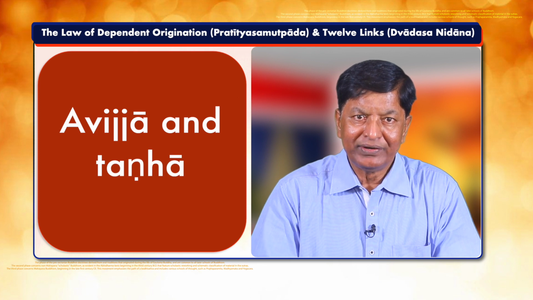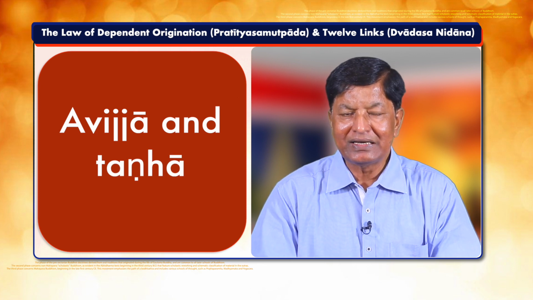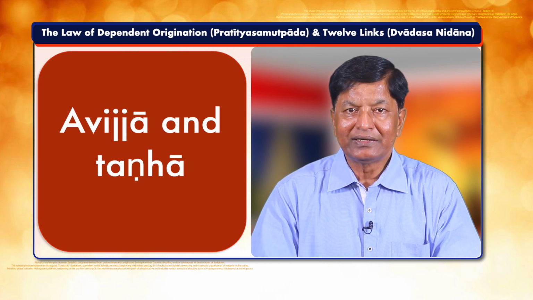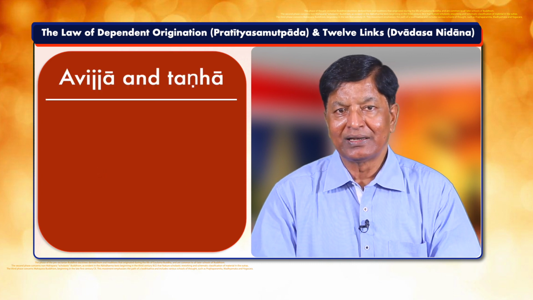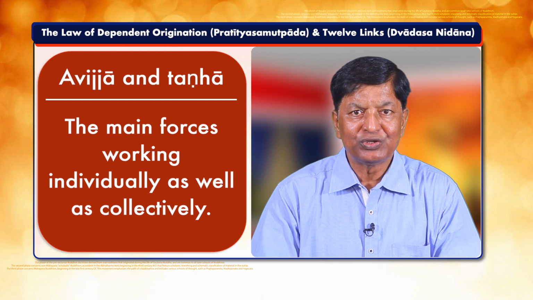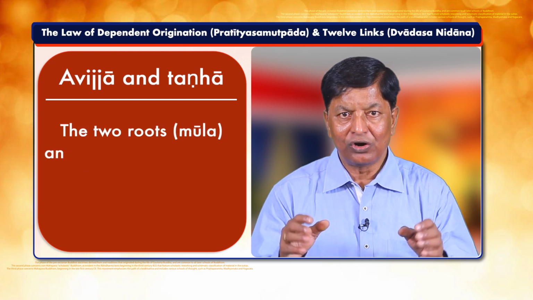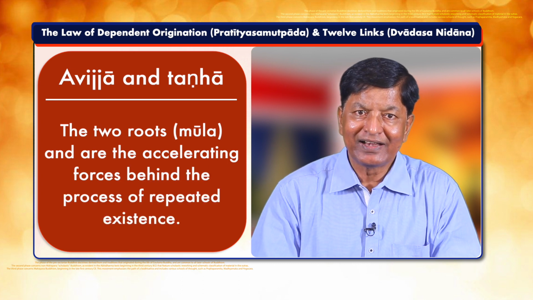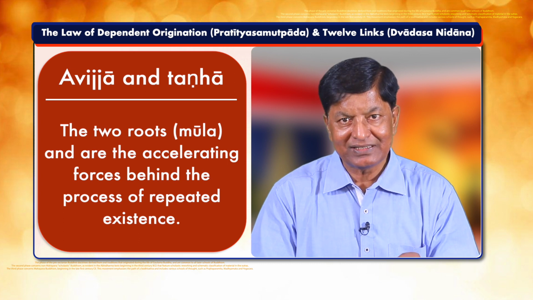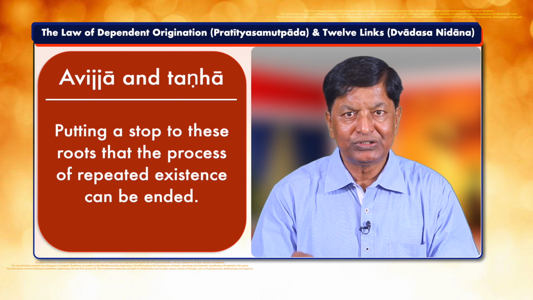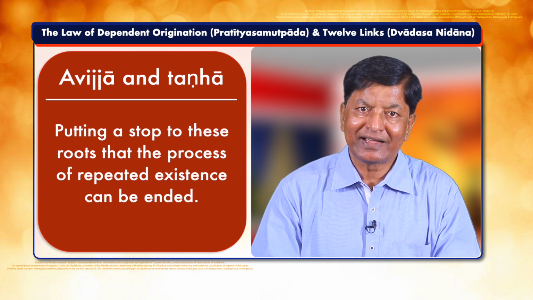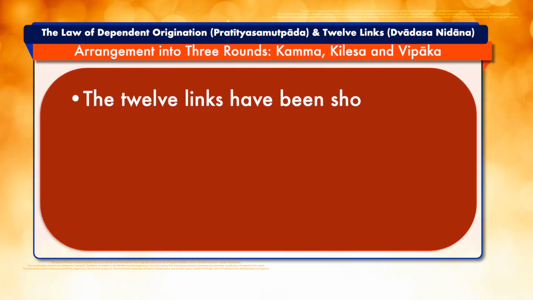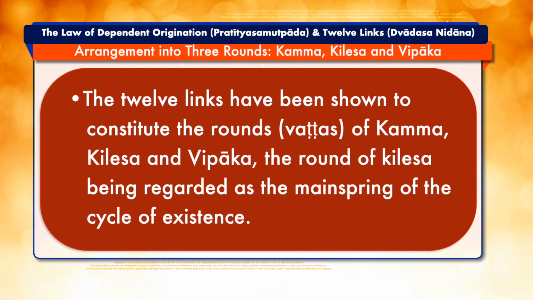Going deep into the nature of each link and making a critical examination of their functioning, it becomes evident that avidya and tanha are the main forces working individually as well as collectively. They are called the 2 roots, mūla, and are accelerating forces behind the process of repeated existence. It is only through putting a stop to these roots that the process of repeated existence can be ended. The 12 links have been shown to constitute the rounds, vatta, of the kamma, kilesa and vipaka, the round of the kilesa being regarded as the mainspring of the cycle of existence.